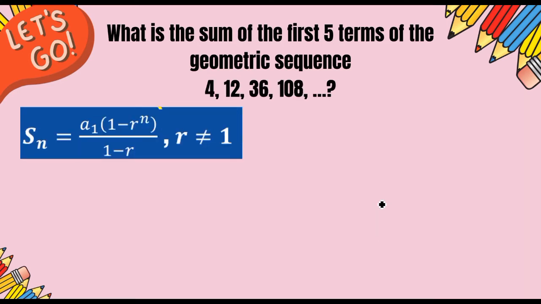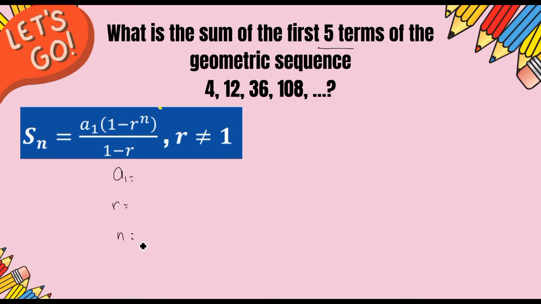So, let us have another example. What is the sum of the first 5 terms of the geometric sequence, given that 4, 12, 36, and 108? So, as you can see, ang hinahanap po ay first 5 terms. So, ang gagamitin natin ulit na formula ay S sub n is equal to A sub 1 times the quantity 1 minus R raised to n all over 1 minus R. So, we have to identify kung sino-sino po yung A sub 1, yung R natin, at yung ating N.